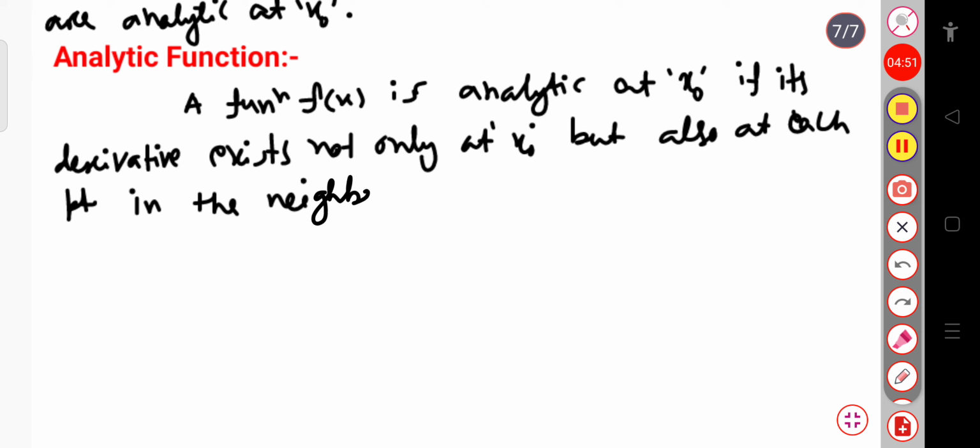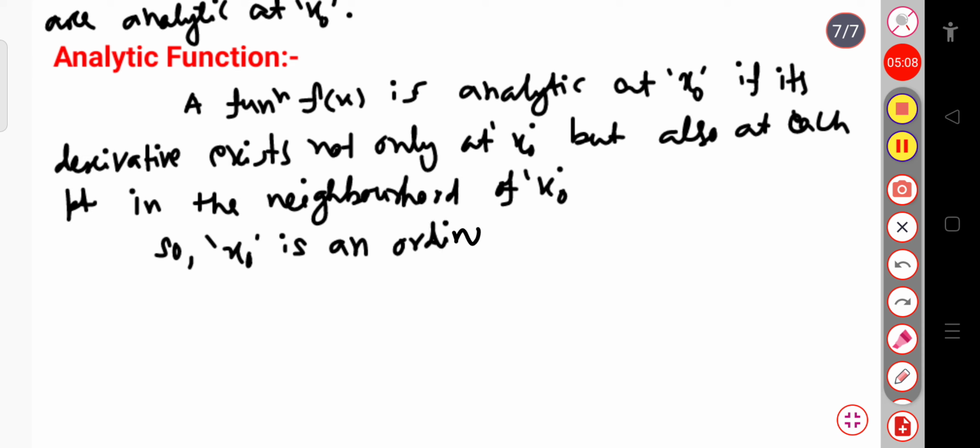I will tell you again briefly, and I will also give you the example. Each point in the neighborhood of x0. So in that case we can say this x0 is an ordinary point.